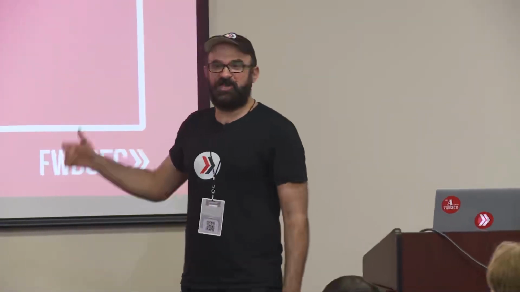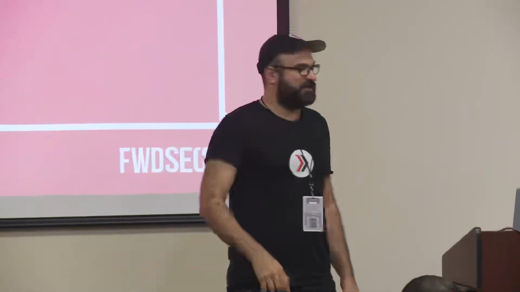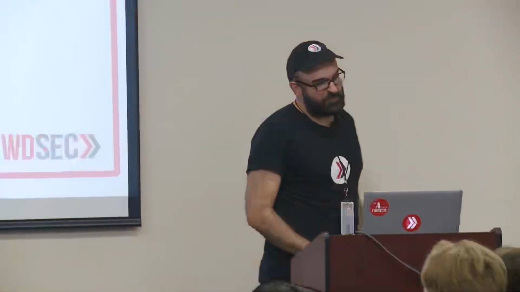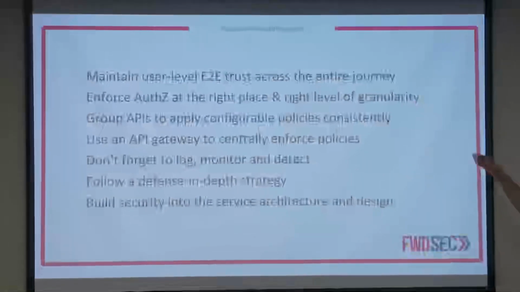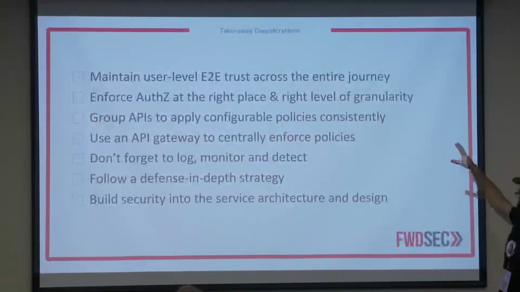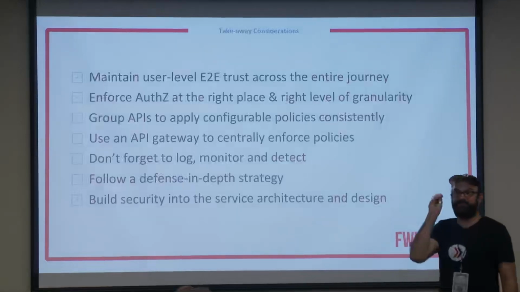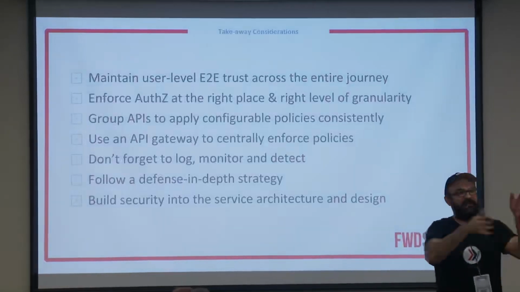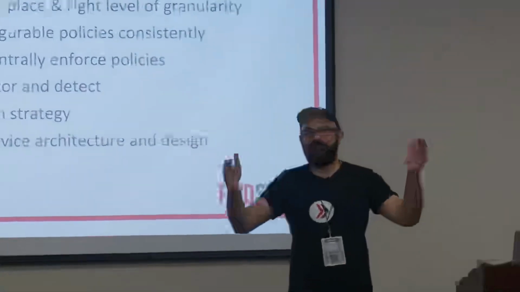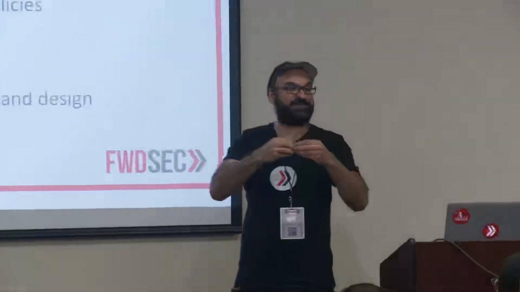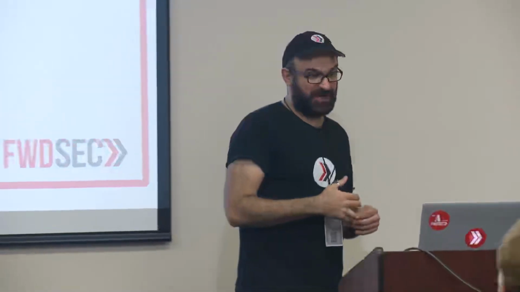So what are some of the takeaway considerations when you leave here? There's a lot of things we talked about, but if you were to take one picture or one slide with you, this would be the one. The message here is that you should maintain user-level end-to-end trust across the entire journey. It shouldn't be that you just authenticate the user at the front, and then behind there, these layers are talking to each other without really taking that user's context into consideration.